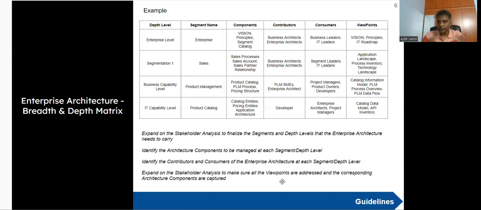So we can create a matrix which finalizes how we're going to break down the enterprise and identify the components to be managed at each level, and identify the contributors and consumers. Also, one key aspect is the viewpoints we captured when we looked at the usage layer. We need to make sure that all those viewpoints are addressed in this matrix, so that we know that the ask from the stakeholders is what the enterprise architecture is actually addressing, right?